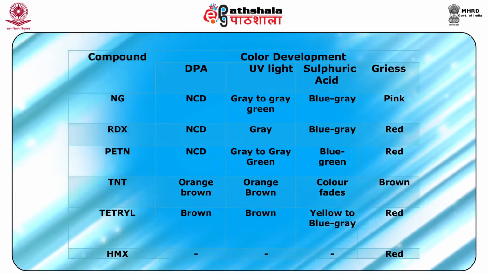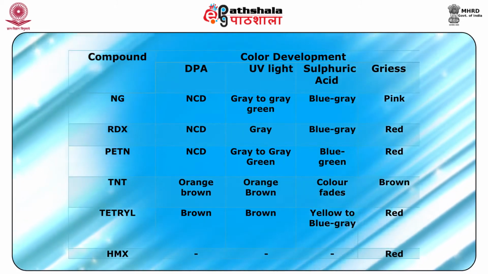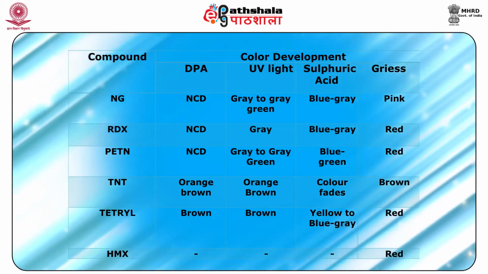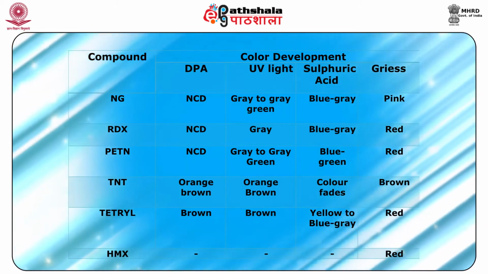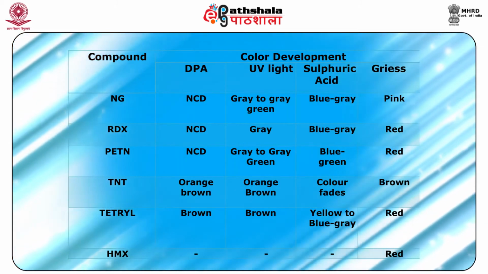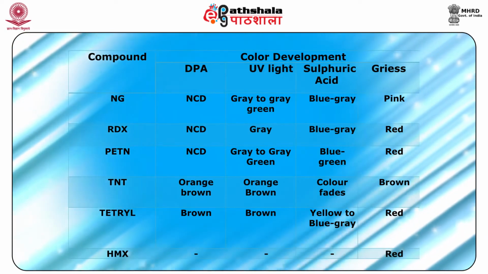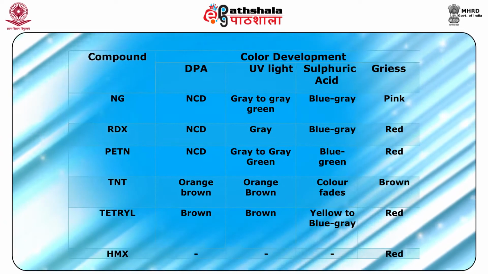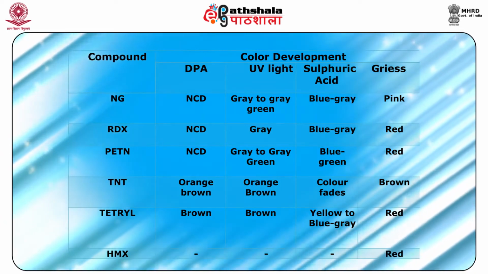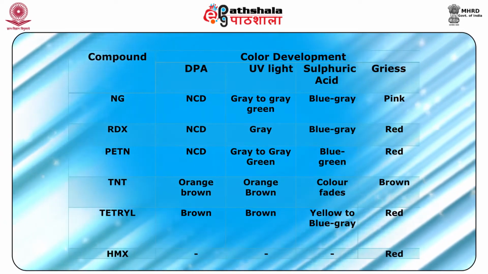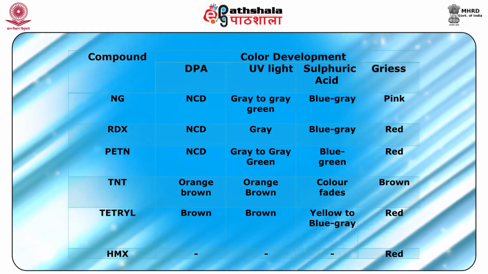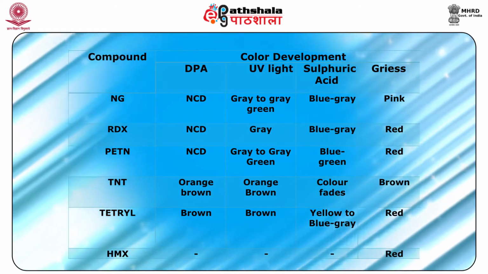For TNT, DPA reagent will give you an orange brown color. So you can notice that this can be differentiated from the others. UV light will give you orange brown here. After spraying with sulfuric acid, the color fades in this case. And the Griess reagent is not giving pink or red, in this case it is giving you a brown color.